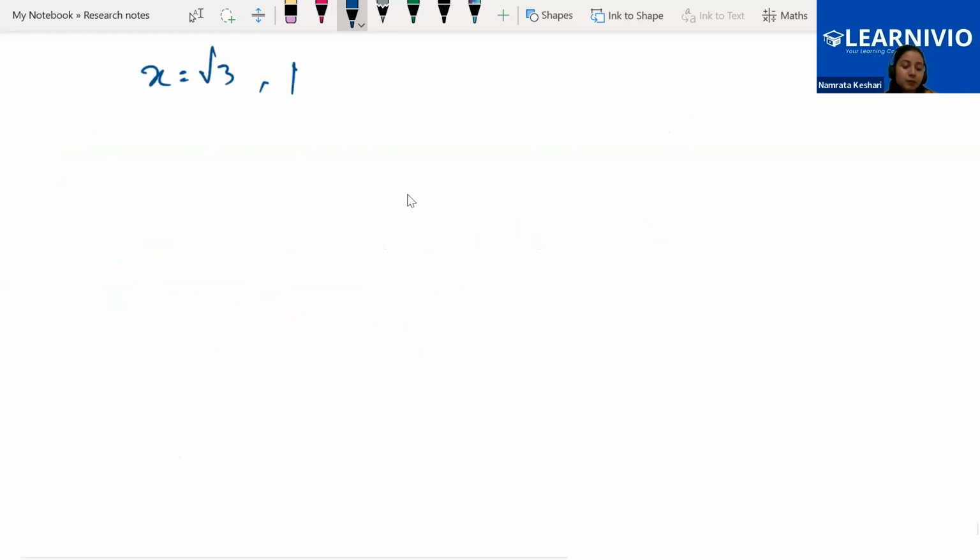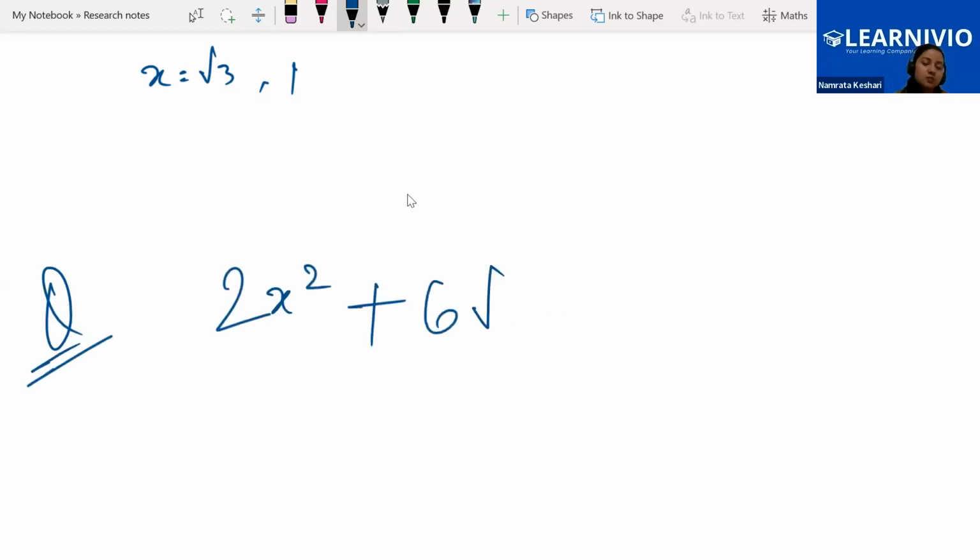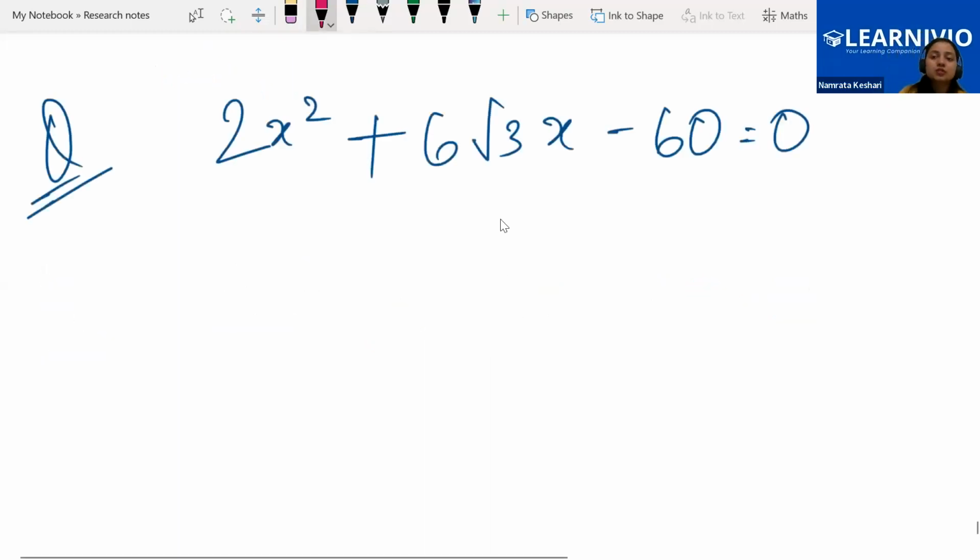What about if we will be having the middle term containing the square root part, then what we will do? Just like this one. If we are having the question 2x square plus 6 root 3 x minus 60 is equals to 0. Okay, if this is the question we are having, now what we will do? Now also the steps will be same. First let's discuss it over here, okay, because you are going to face problem while doing this question.